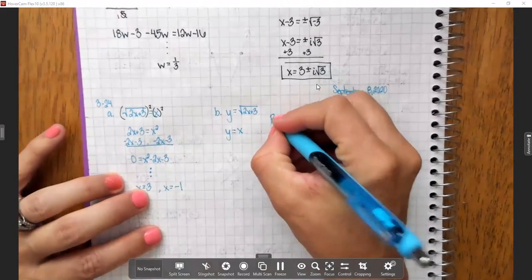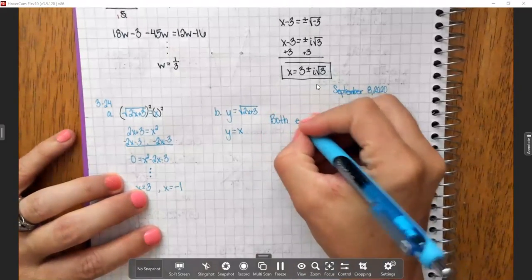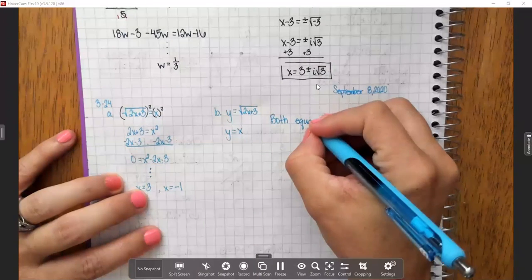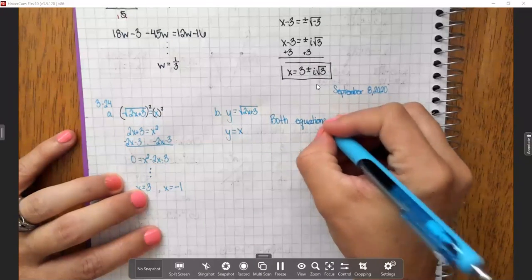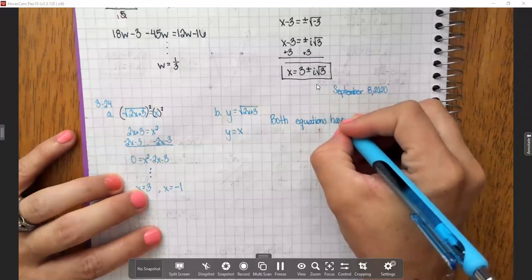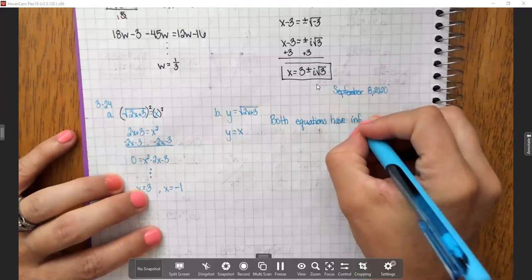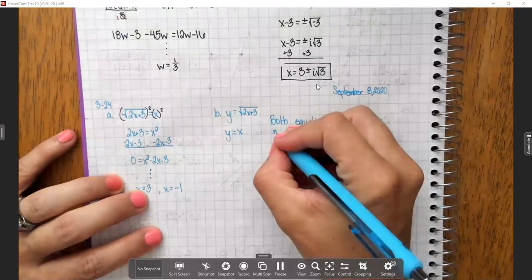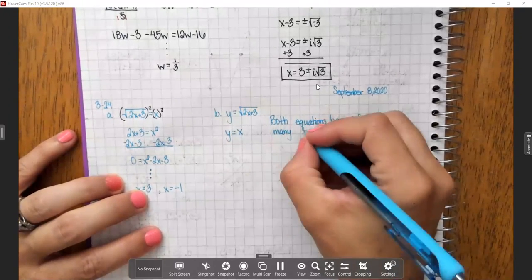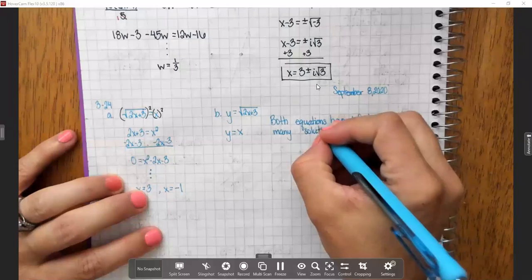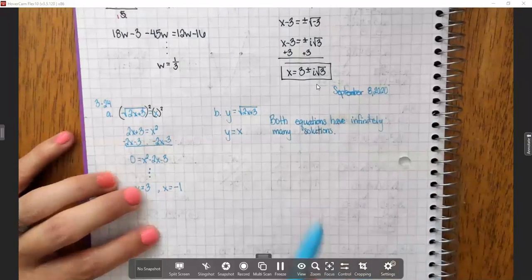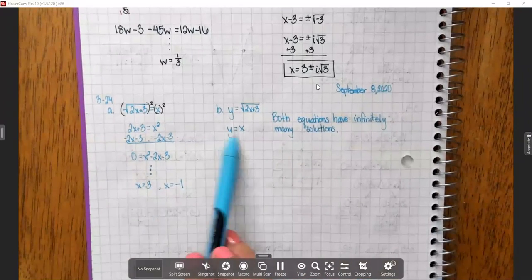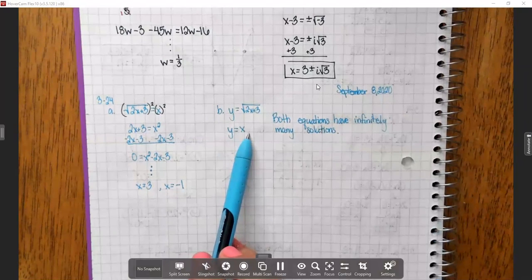So both equations here, separately, not together, both equations have infinitely many solutions. Again, that's individually. So if I look at this equation, y equals x, I know it's a line. Every point on that line is a solution.